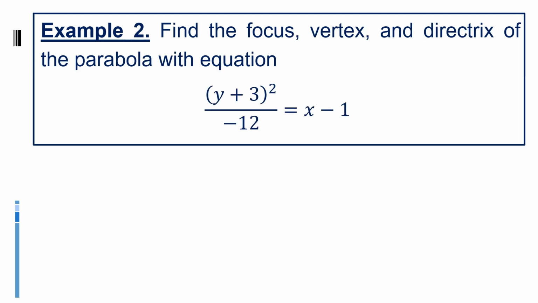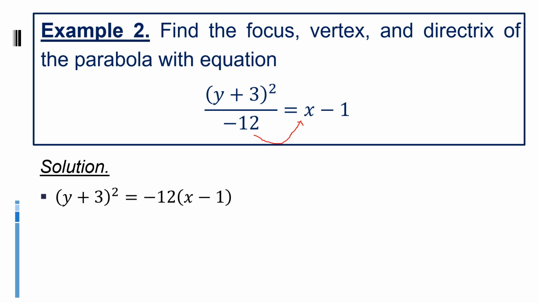For example number 2, let's find the focus, vertex, and directrix of the parabola with equation (y plus 3) squared over negative 12 equals x minus 1. So for our solution, dapat naka-standard form siya. So we multiply negative 12 papunta dito sa kabilang side. So we now have (y plus 3) squared equals negative 12 times (x minus 1).